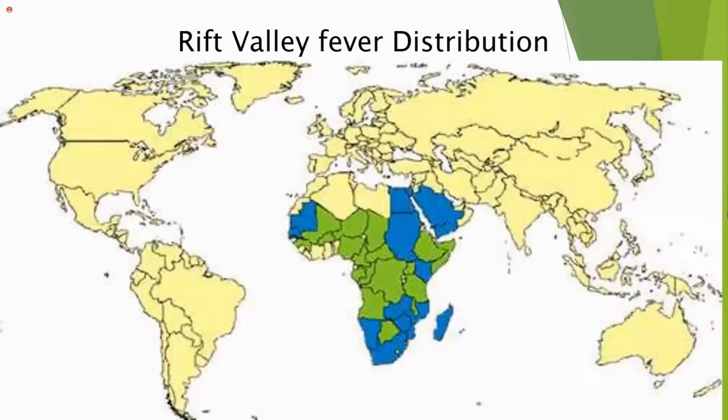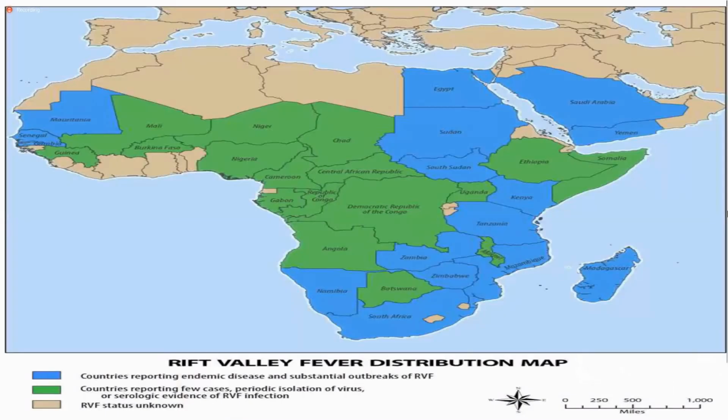Here is a picture showing a world map. The countries in blue are the endemic zone for Rift Valley fever virus, mostly African countries and Saudi Arabia. This again is a picture showing a large map in which the blue areas are the zones of distribution of Rift Valley fever virus.